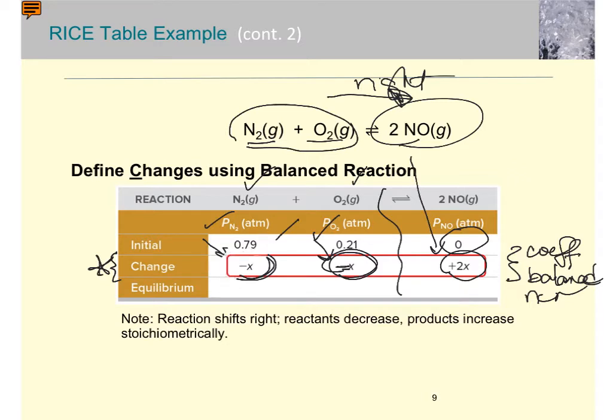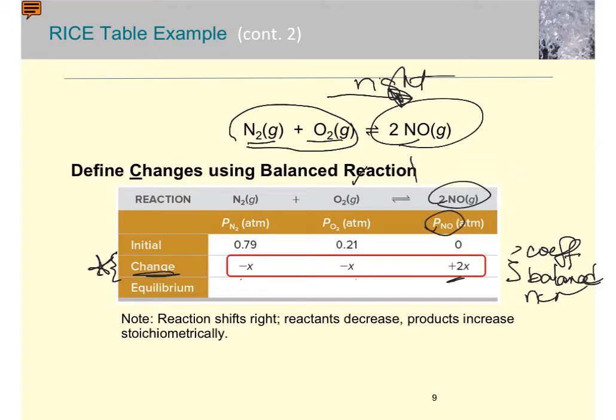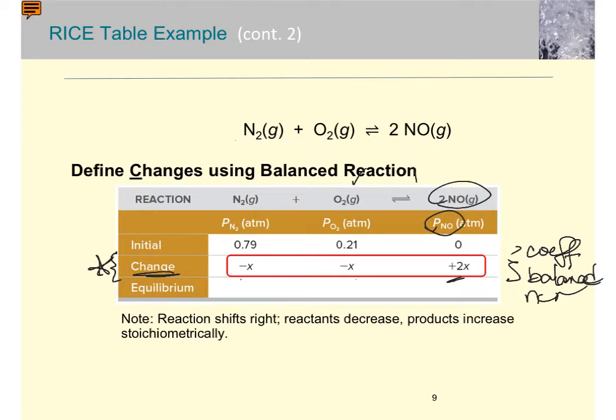Let me get rid of some of this stuff. Why is there a 2 in front of the change in pressure for nitrogen monoxide? Why is there a 2 there? That's reflective of the balanced chemical equation, because for every 1 nitrogen that disappears, for every 1 oxygen that disappears, we get 2 nitrogen monoxide.